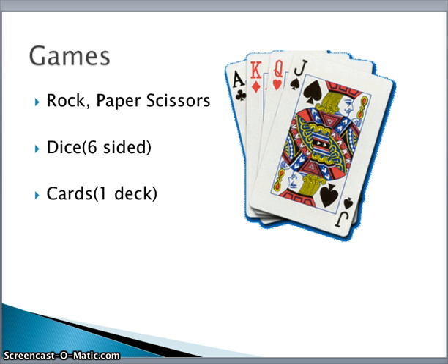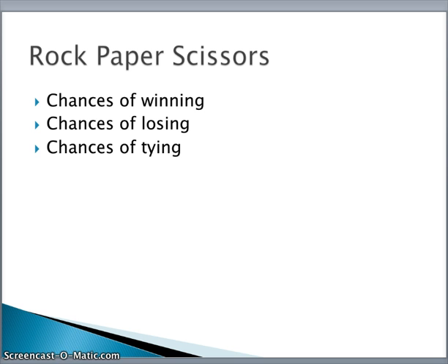We're going to take a look at a few games you guys play or have played before, whether they involve cards, dice, or just your hands. I'm sure all of you are familiar with this game. We're going to take a look at the different ways each game can end. You can win, lose, or tie. Each object beats one other object, so you have 1 out of 3 chance to win.